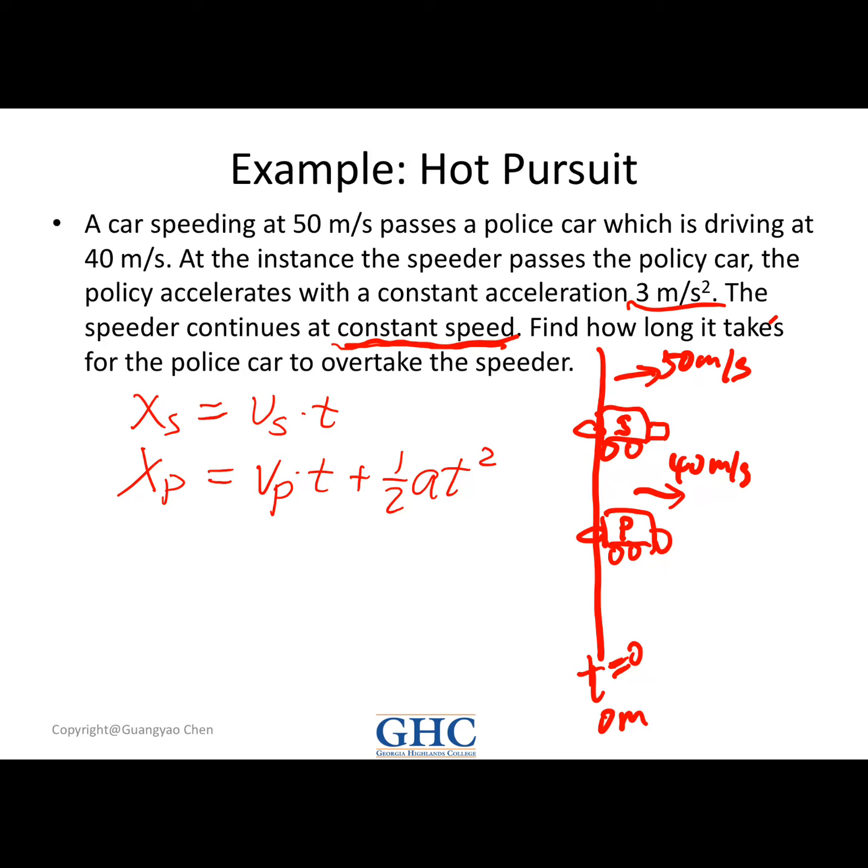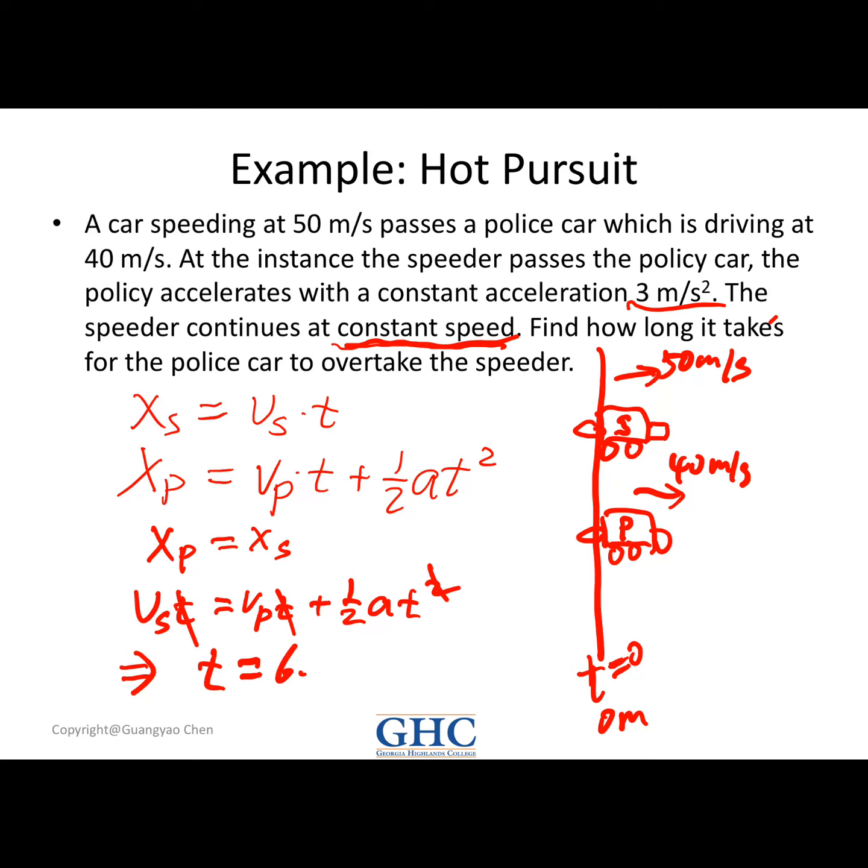If you want the police car to catch the speeder, it has to be xp equals xs. Then they're at the same place. So you have an equation, and then you solve for your t. It looks like a quadratic equation, but you have a t in each term. Actually, you can eliminate them, so it's actually a first order equation. If you solve it, you find it's 6.77 seconds. So that's this example.